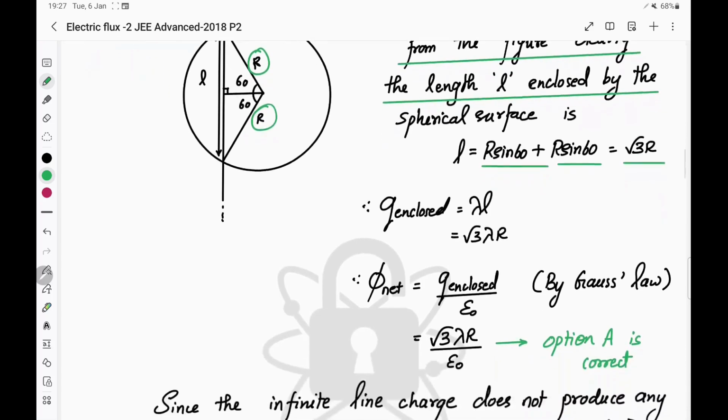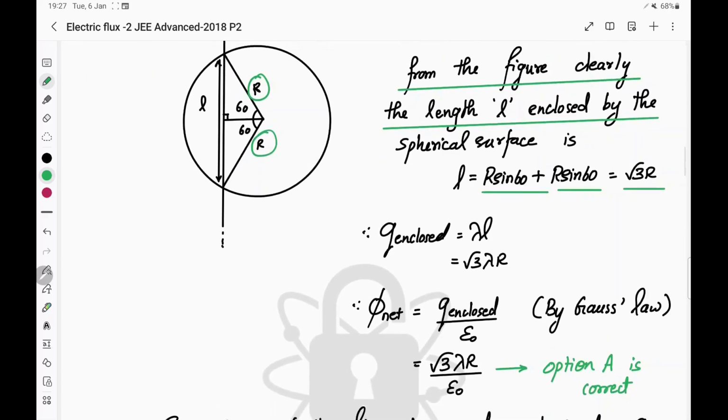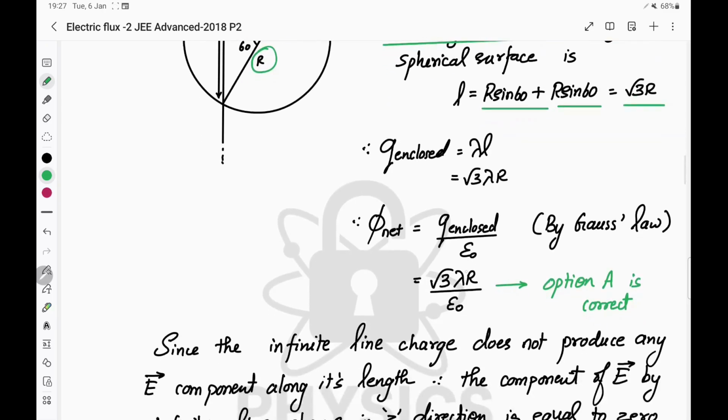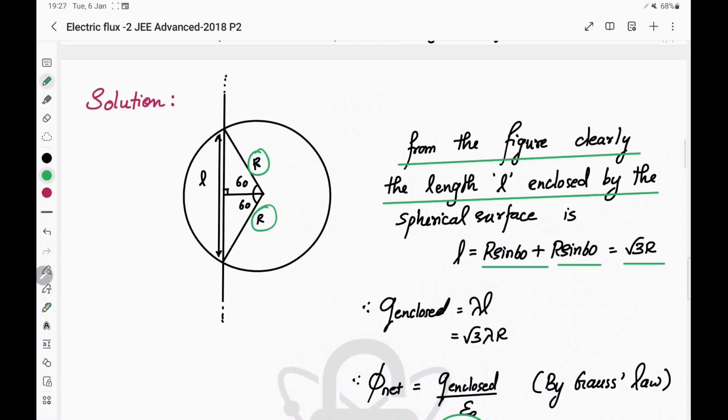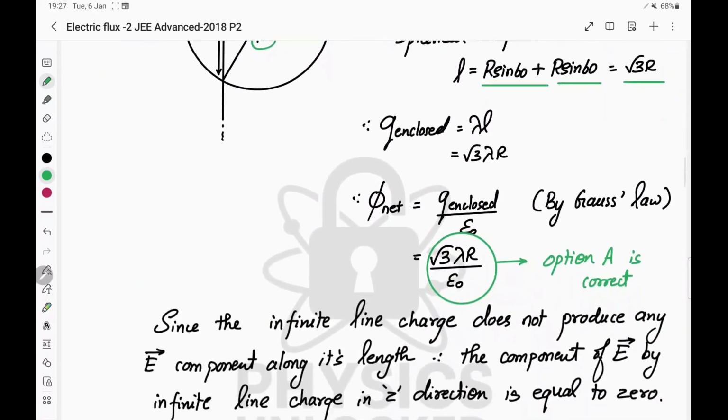which basically tells you the total charge enclosed by the surface is going to be lambda times the length, which will be root 3 lambda r, which basically through Gauss law will give us that the flux through the closed Gaussian surface or closed non-conducting sphere that we have over here will be root 3 lambda r divided by epsilon naught. So it's very direct. This question is not exactly very difficult. If you are able to find out how much charge is enclosed by the non-conducting sphere, very easily you can find out the net flux through the sphere.